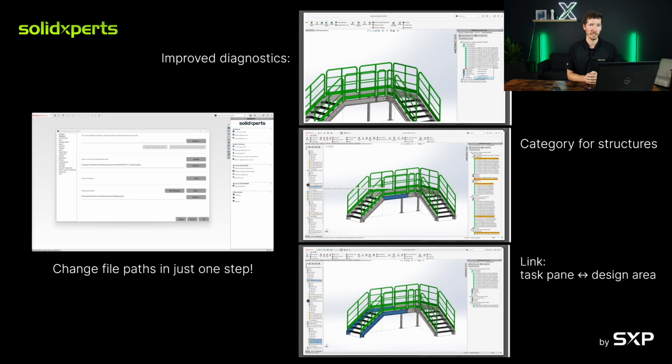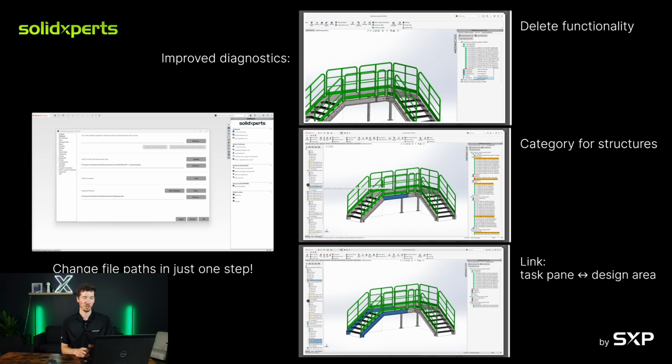Continuing on to the updates within version 8.1, we have the ability now to change the file paths for all the templates within one function. So you know that if you've previously installed SolidSteel in the past, it can be kind of annoying to change all the file paths one by one. So this functionality allows you to change the paths for all template types within just one browsing function.